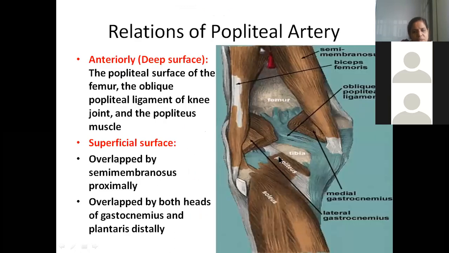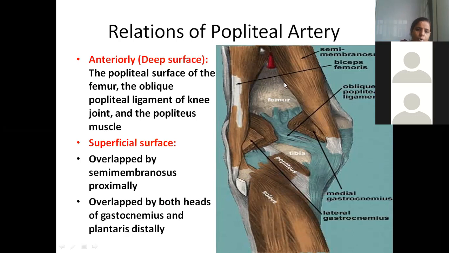So coming to the relations of the popliteal artery, see, this is the popliteal artery. Anteriorly, that is the deep surface, it is related to the popliteal surface of the femur, the oblique popliteal ligament of the knee joint and the popliteus muscle. Whatever structures you saw in the floor of the popliteal fossa, you can write it. Superficially, the muscles are semimembranosus, then two heads of gastrocnemius which are cut, and plantaris distally. Those form the superficial relations. That means if you cut superficial muscles, you will see the artery.